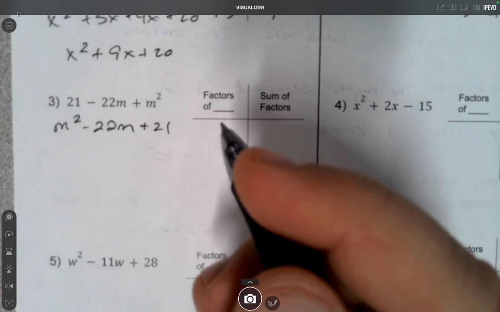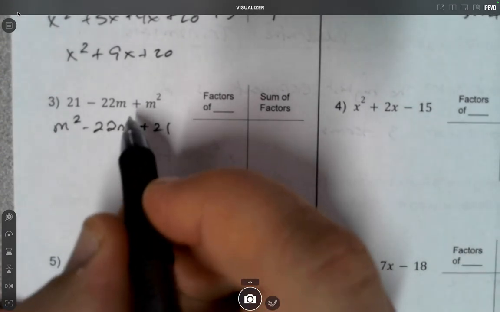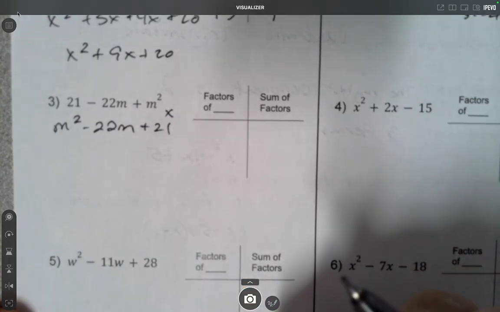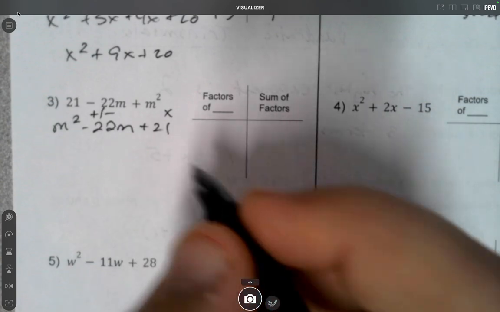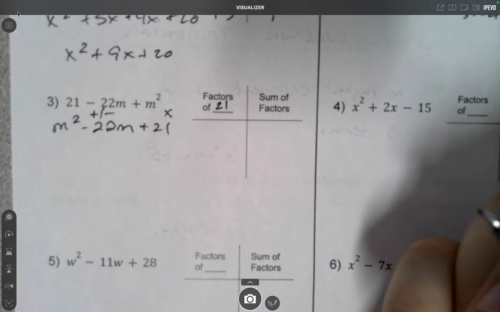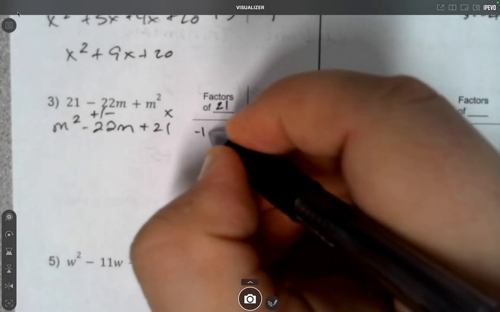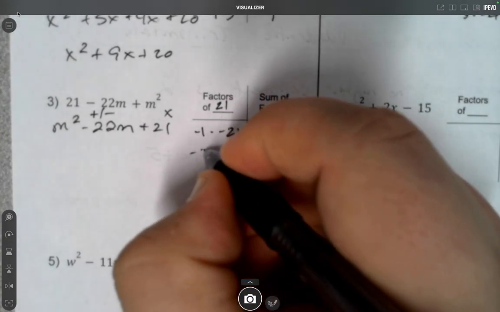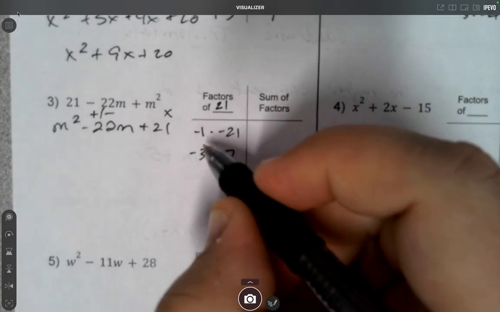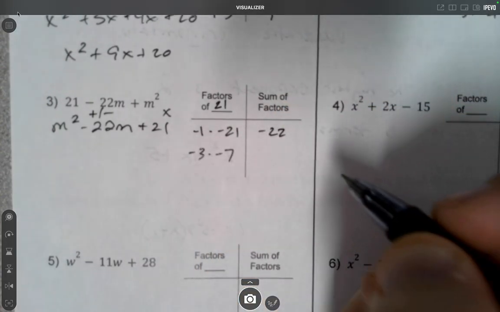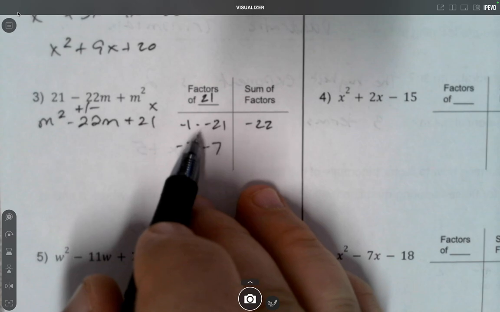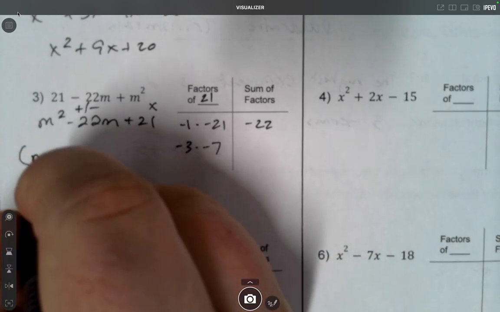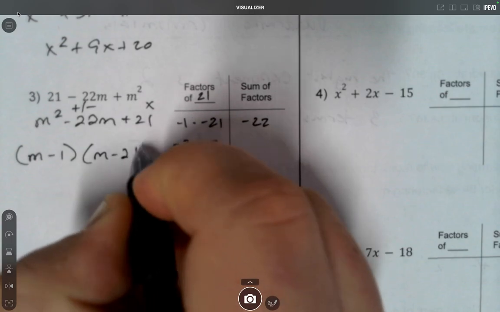And this is the same as last time. It's going to multiply to be a positive number, but add to a negative number. The only way we can multiply two numbers to get a positive and add to get a negative is if they are both negative. So we need factors of 21, and they're both going to be negative. So negative 1, negative 21, negative 3, negative 7. So if I add those two together, I get negative 22, which, hey, there's my match right there. So negative 22 can be achieved by adding negative 1 and negative 21. So we'll do m minus 1, m minus 21.